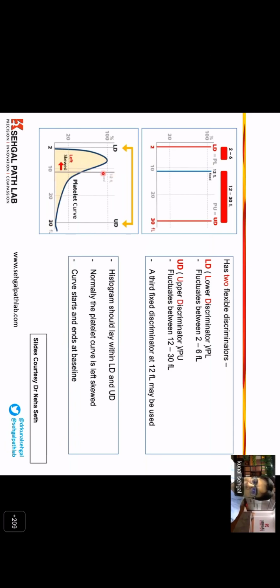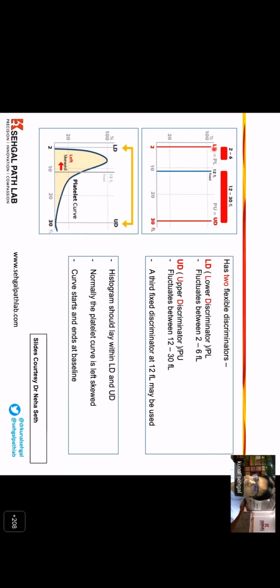Some companies put an additional threshold called the 12 femtoliter threshold, and most platelet curves are left skewed, left to the 12 femtoliter threshold. This is normal for platelets. So you may have normal small size platelets. Few platelets are slightly bigger in size, and they are smaller in number, and then they go down and the platelet curve ends.